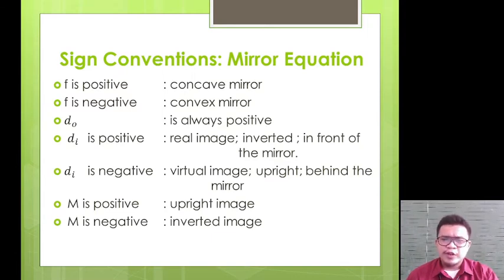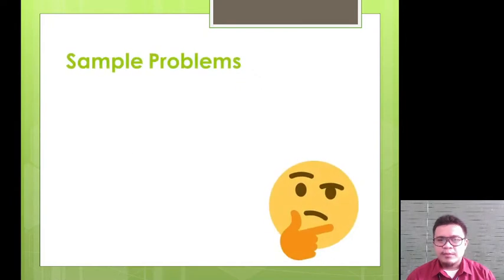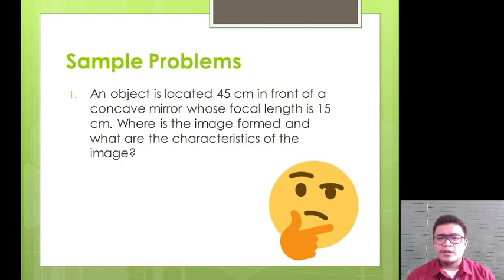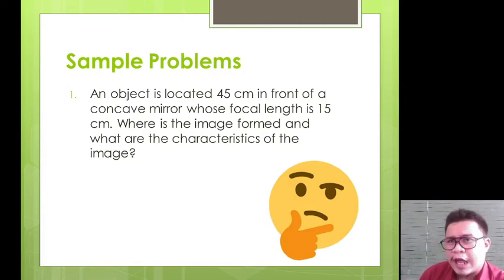So, in order for us to practice solving problems involving mirror equation and magnification equation, of course, let us immerse ourselves in some sample exercises. So let us show right now some sample problems here on the screen. Number 1. An object is located 45 centimeters in front of a concave mirror whose focal length is 15 centimeters. Where is the image formed and what are the characteristics of the image? Let's pause, think, and analyze.